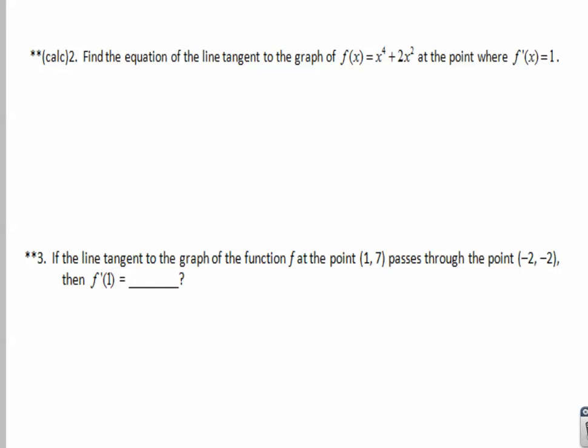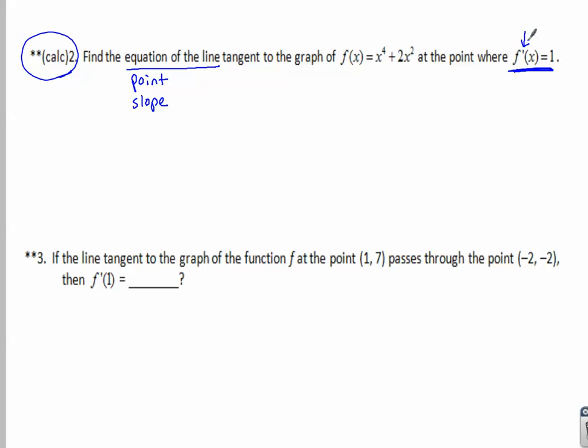Next one. We are going to need a calculator for this one. Do you have your calculator handy? If you don't, go grab it real fast. Find the equation of the line tangent to the graph. So equation of the line again. So again, we want to think, what are the two things we need? We need a point, we need a slope. Did they give us any of that? Function at the point where f prime equals 1.